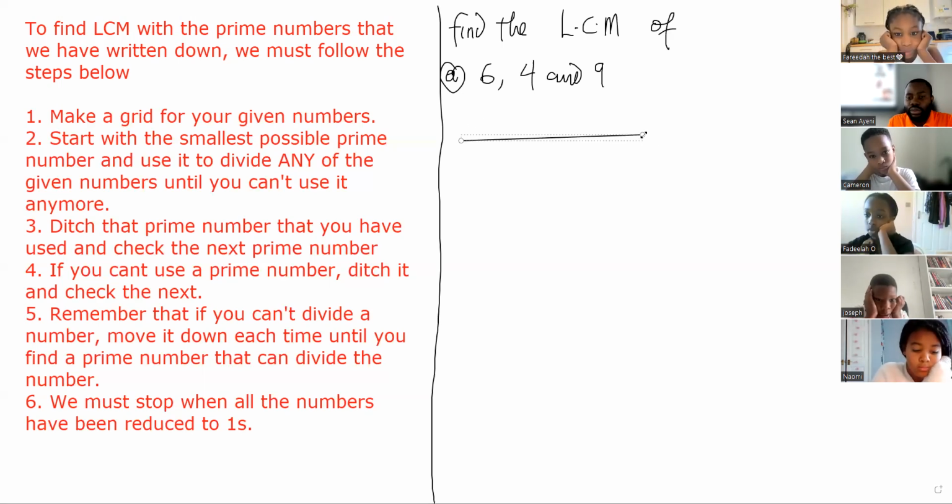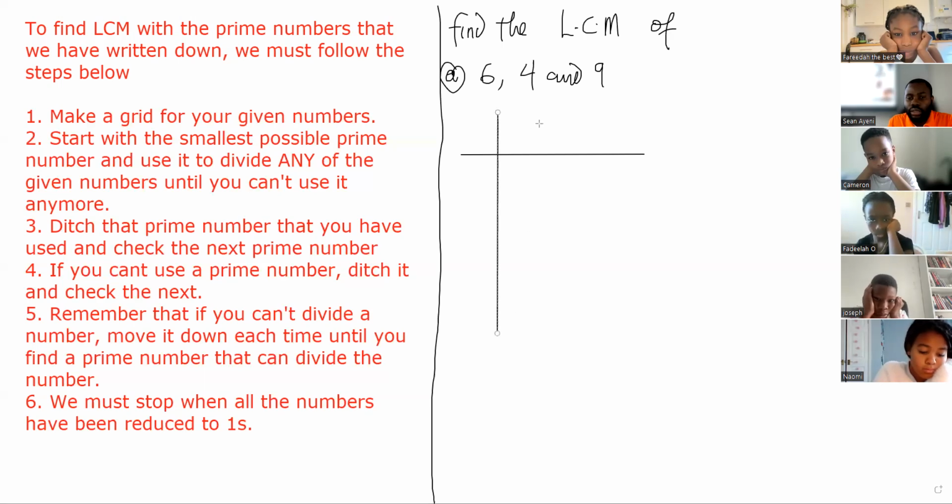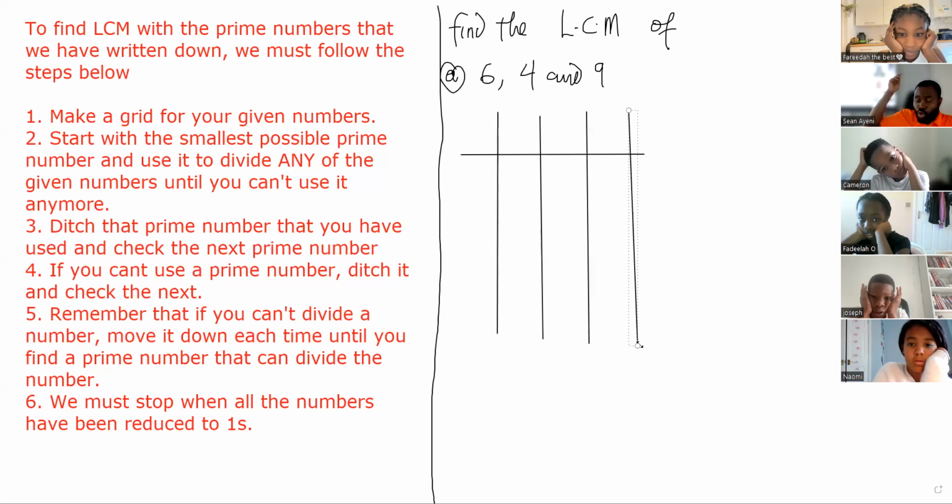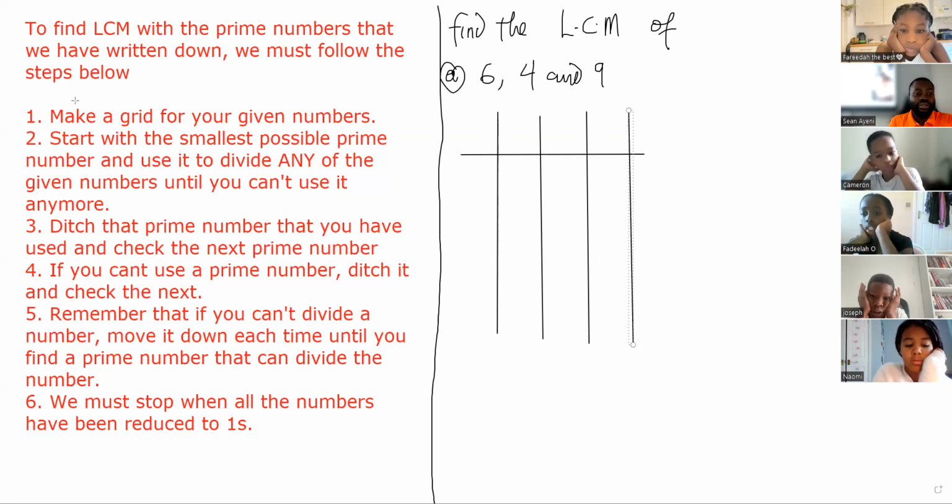So what I'm going to do, I'm going to make a grid. How many numbers have I got? 3. That means I need 4 lines. If you have 4 numbers, how many lines do you need? 5. You always need 1 more vertical line than the number that you have. Does that make sense, everybody? Yes.